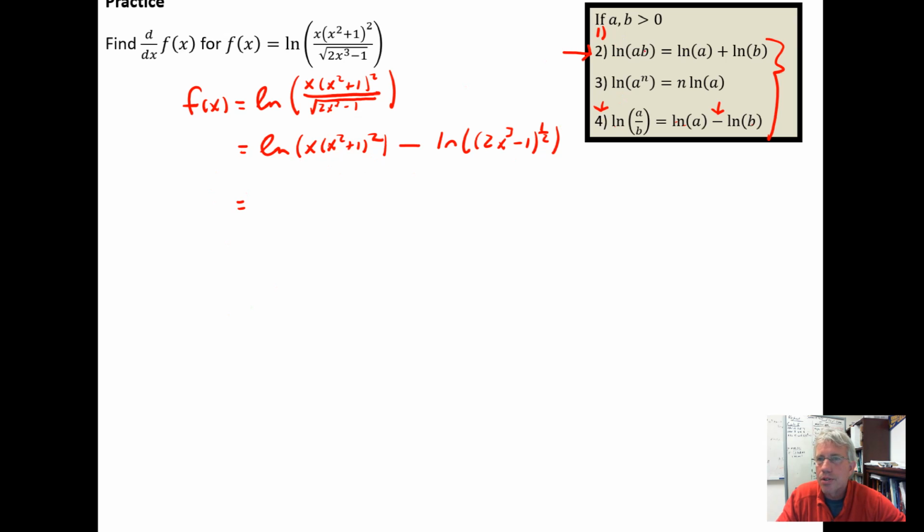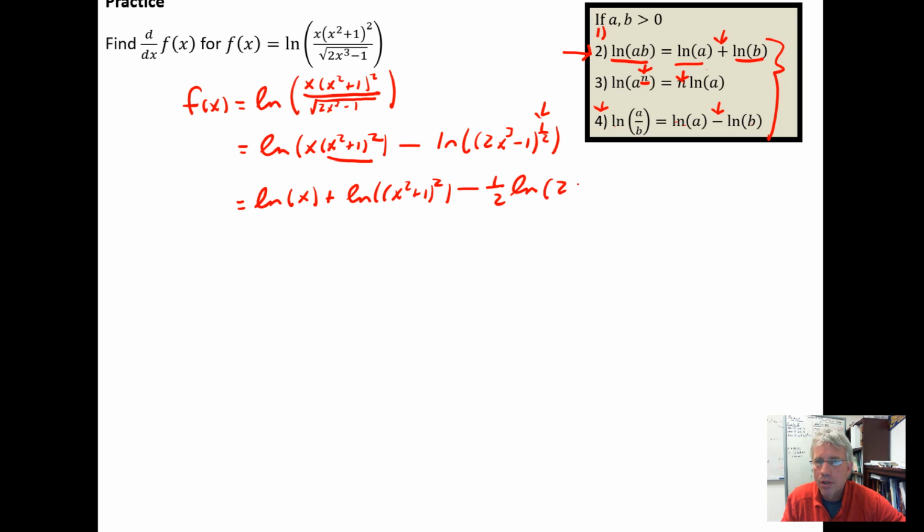So property 2 says if I have the log of a product, I can break it into the sum of the individual logarithms. So I'm going to use property 2 to break this up as the natural log of x plus the natural log of (x squared plus 1) squared, minus, and then I can use this property which says if I have a nice rational number sitting here in the exponent position, I can pull it out in front of the logarithm. So I'm going to take this half power right here, and I'm going to write this as 1/2 the natural log of 2x cubed minus 1.